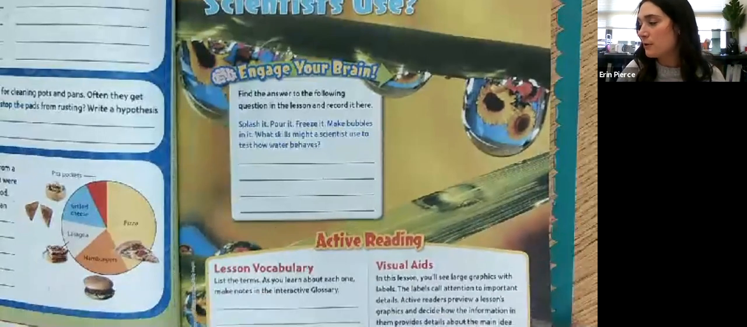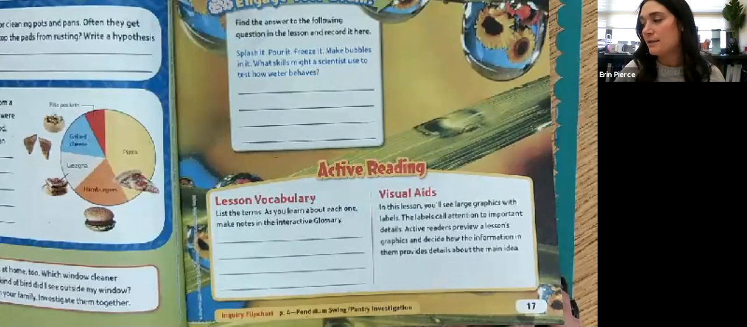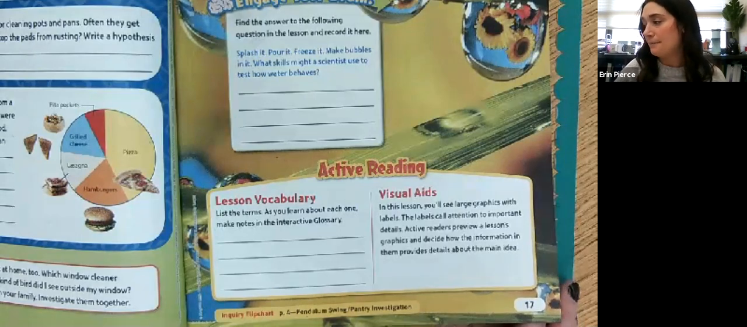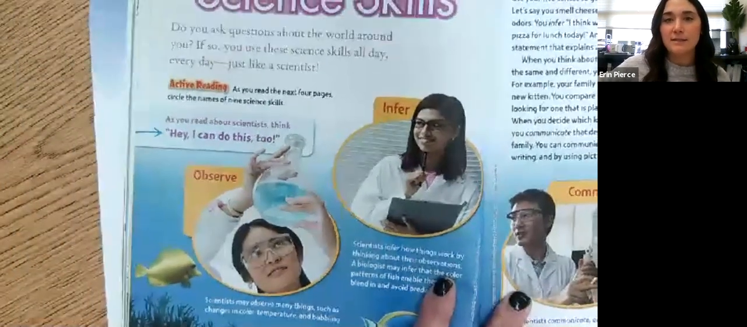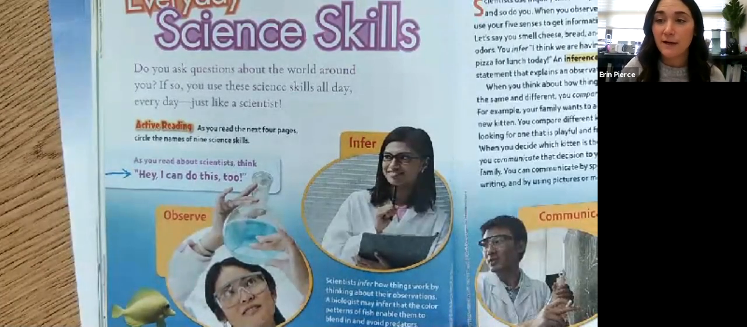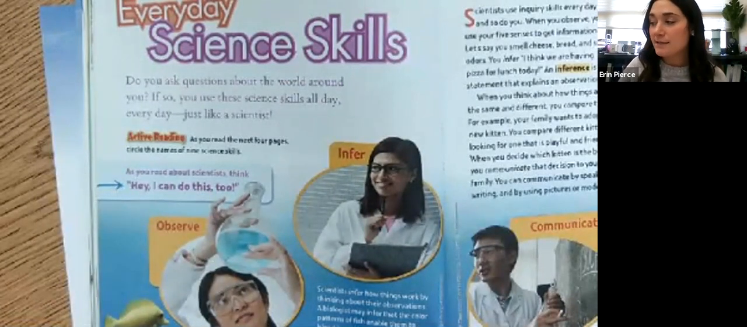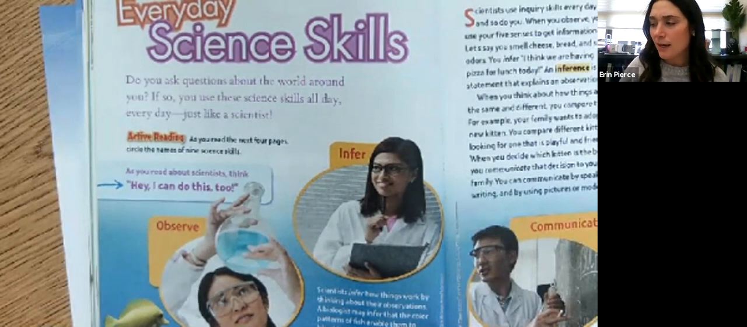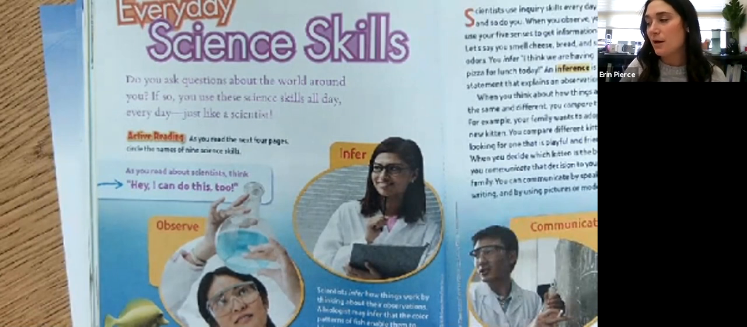What you're also going to do is list out the vocabulary words that we come across as we go through our science lesson, okay? All righty. Everyday science skills. I'm on page 18 in your science book. Please find page 18. Everyday science skills. Do you ask questions about the world around you? If so, you use these science skills all day, every day, just like a scientist.